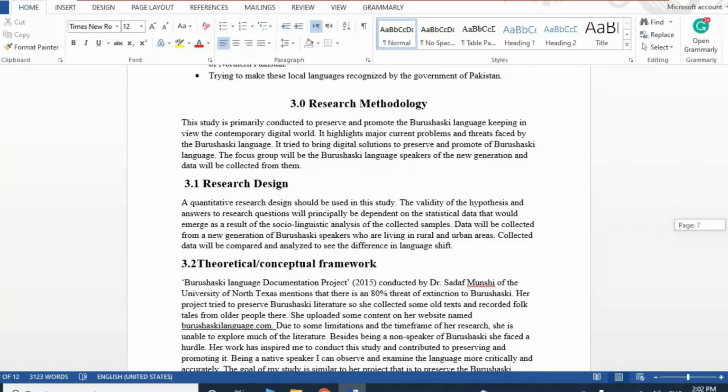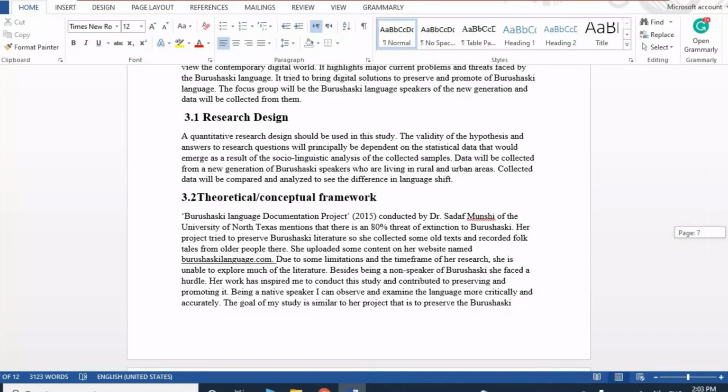And research methodology: it is primarily conducted to preserve and promote the Burushaski language, keeping in view the contemporary digital world. In research methodology, the major thing is your research design, as I've already discussed in my videos, how to choose your research design. It will be based on data collection tools. If you have numerical data, then you go for quantitative research. As my data will be quantitative, numerical percentages, a quantitative research design is used in this study.